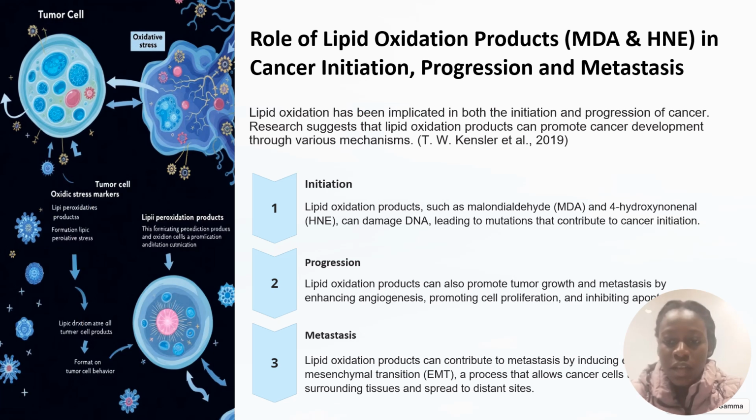So firstly, it can affect the initiation stage. Lipid oxidation products such as malondialdehyde, MDA, and 4-hydroxynonenal, HNE, can damage DNA, leading to mutations that contribute to cancer initiation. The second stage, progression: lipid oxidation products can promote tumor growth and metastasis by enhancing angiogenesis, promoting cell proliferation, and inhibiting apoptosis.